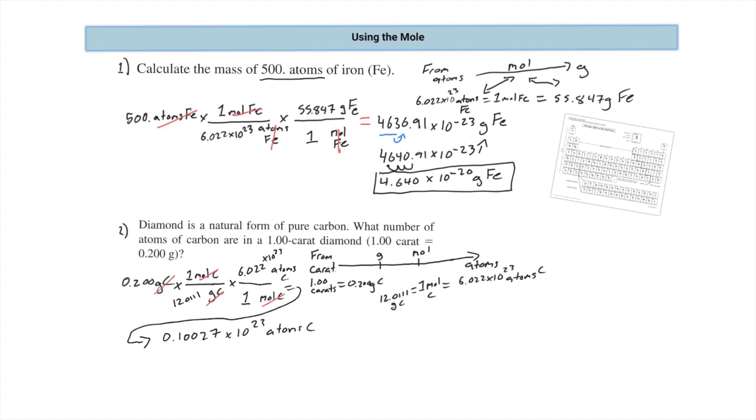Now let's not forget about sig figs. Our smallest sig figs are 3. The 0 is going to stay the same. And let's move our decimal over. Reduce it to the 22nd. We have 1.00 times 10 to the 22 atoms of carbon in a 1 carat diamond. And there you have it. And that's the power of the mole.